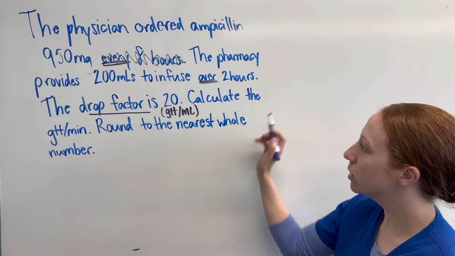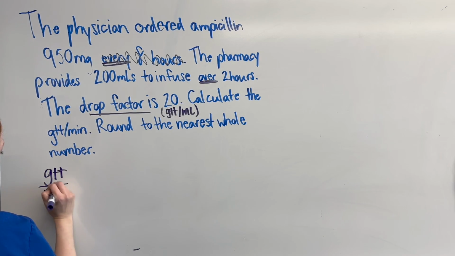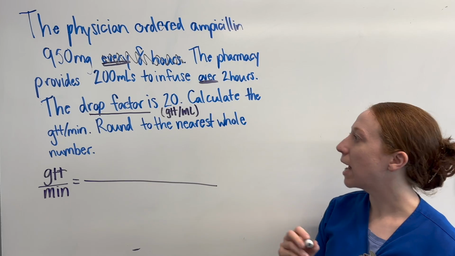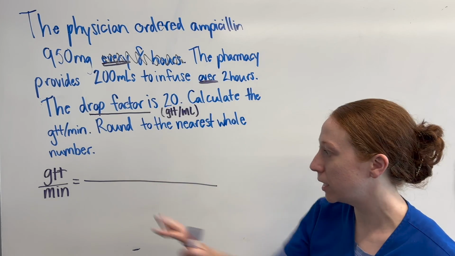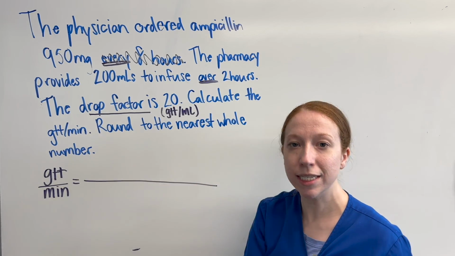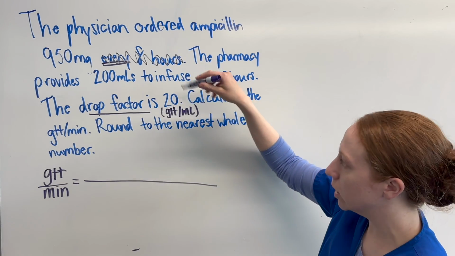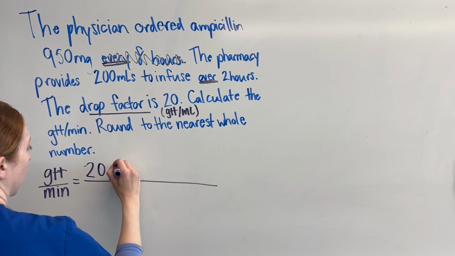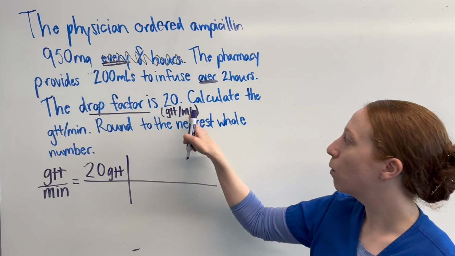So we know that we are solving for drops per minute, so we're gonna write that down. Okay, and I know with my rules of dimensional analysis that whatever I need on top is what's gonna be in my first box. The value on the bottom will come later, so don't worry about filling in minutes at this point, just the GTT or drop. So I'm looking at my problem, and I know from drop factor that there is 20 drops. And then its partner that goes with it on the bottom is 1 ml.